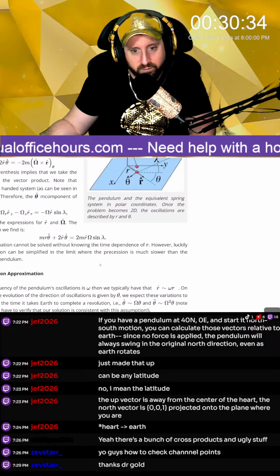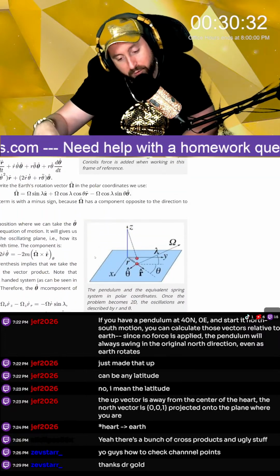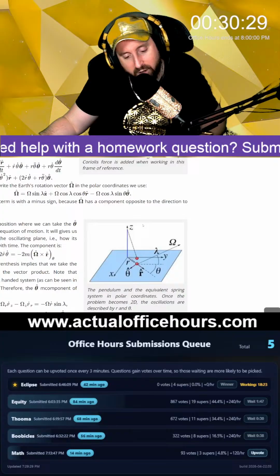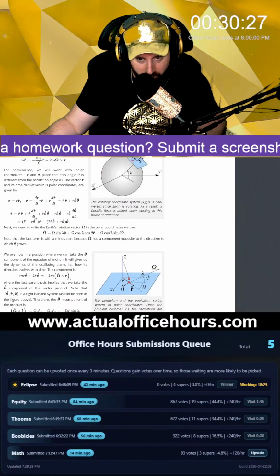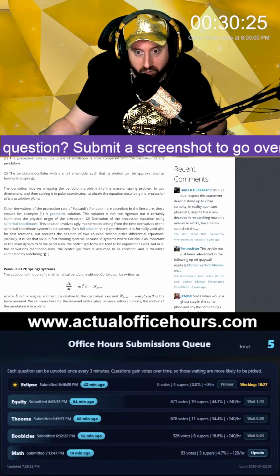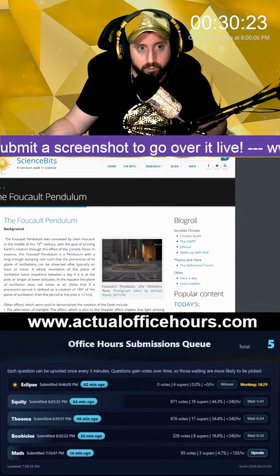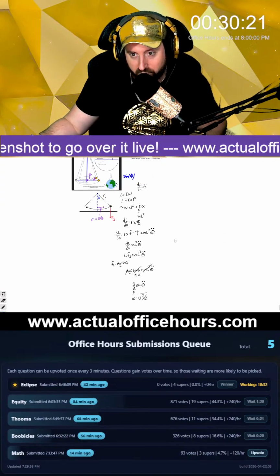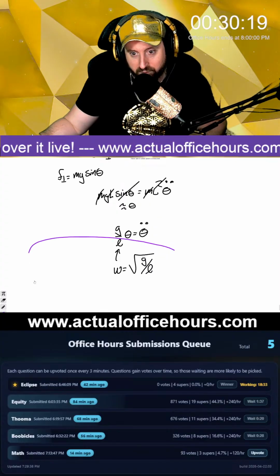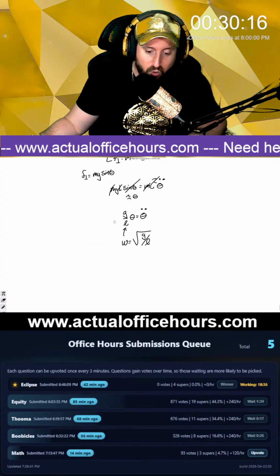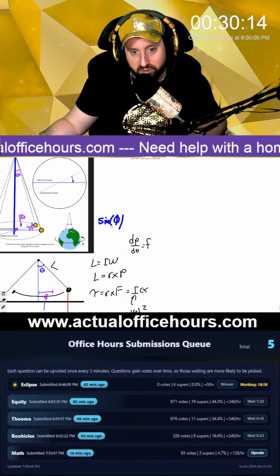Okay. I don't know if I can run through this and explain all this, but this is cool, Eclipse. I appreciate you at least submitting it. If someone wants to try to explain it, they can on my Discord, but otherwise, this is also fun for me to relearn intro physics, to remember what the omega for a pendulum is.